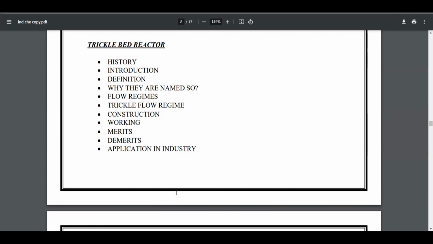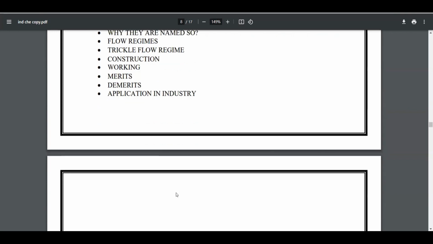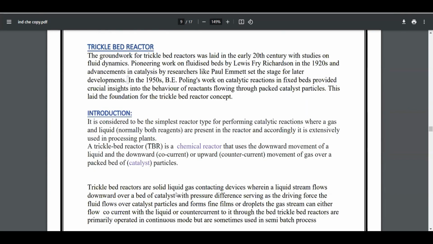Now our second topic is the trickle bed reactor. We will cover the basic history of the trickle bed reactor, then the introduction in 2-3 lines, the basic definition and the explanation of why they are named trickle, then the trickle flow regime, and then we will discuss the construction and the working of the trickle bed reactor, then merits, demerits, and their application in chemistry.